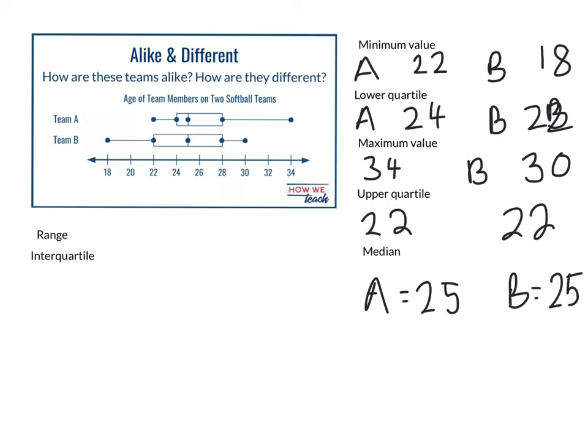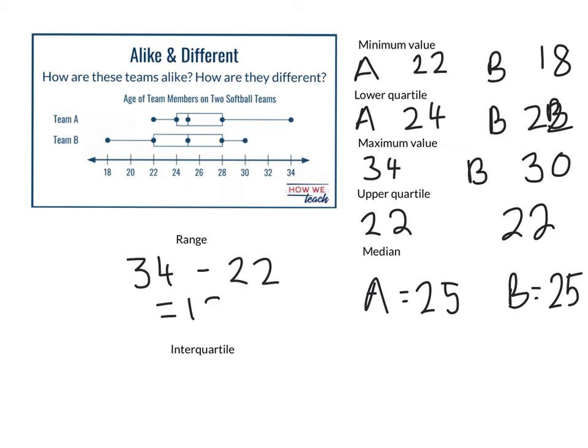We can have a look at a few different things here as well that we haven't done yet. We can have a look at the range in teams, and in Team A we can also look at the interquartile range. So the range in Team A is going to be the highest value minus the lowest value. So it's going to be 34 minus 22, which means there's a 12-year difference in their team. In Team B, it's going to be 30 minus 18, which is also surprisingly a 12-year difference.